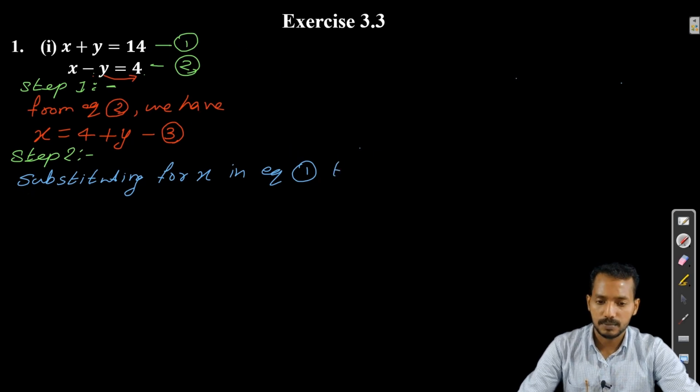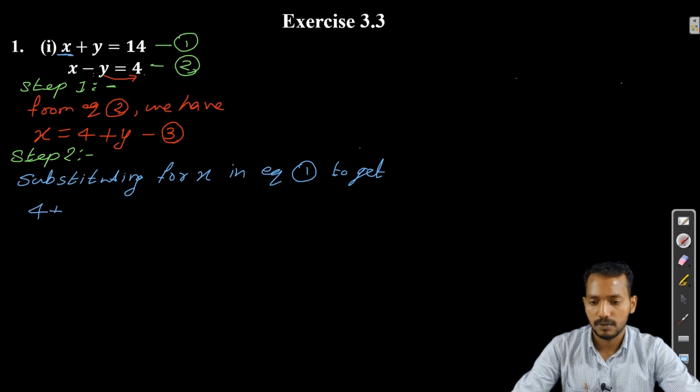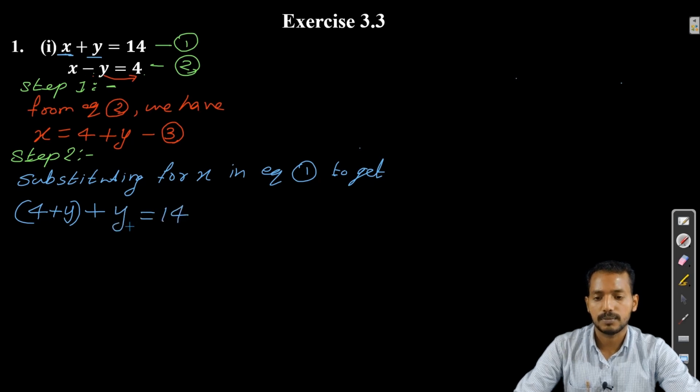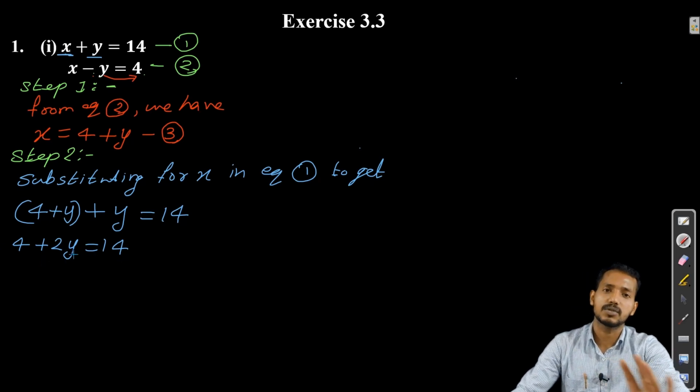So what is equation number 1? This is x. Substituting for this x from equation number 3, that is 4 plus y: 4 plus y plus, then here y is there, y is equal to 14. Simplified, 4 plus 2y is equal to 14. Now we have got an equation in one variable, that is in terms of y.